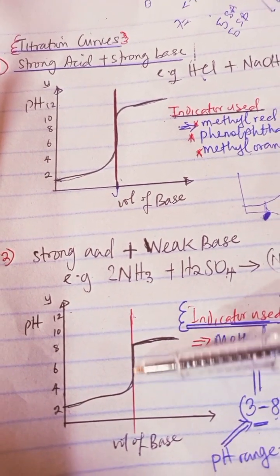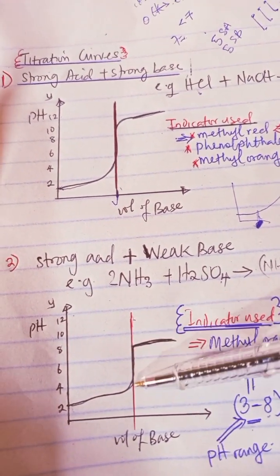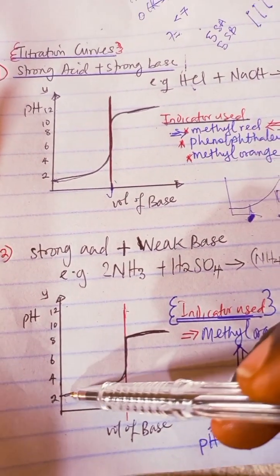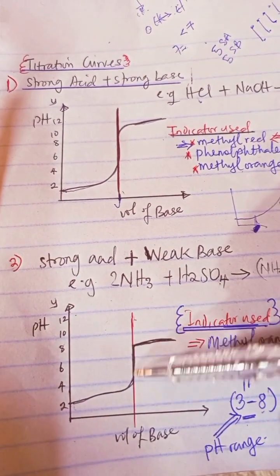The equivalence point is where the acid and the base are in equal amounts. So it will spike again. Once there's a spike, that means you can use an indicator. You can see this vertical section, where it went up flat and vertical like this. That means you can use an indicator.